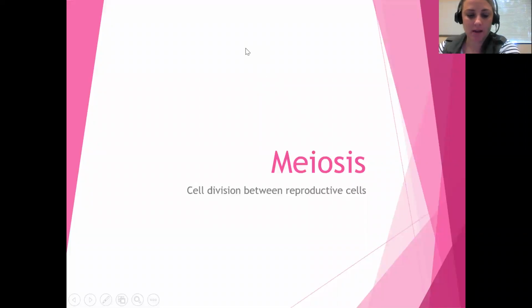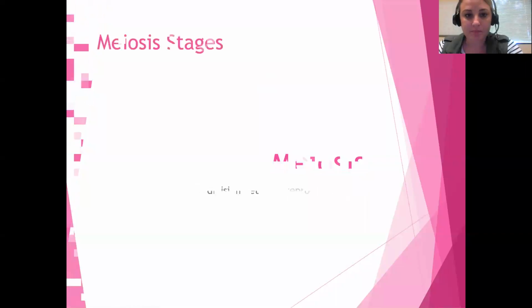Hello, everybody. And now for our final installment of cell reproduction, we're going to talk about meiosis. So in the last lecture, we talked about mitosis, which is cell division in body cells. Okay, so in meiosis, we're going to shift gears. And now we're going to talk about how sex cells or reproductive cells are made in the body.